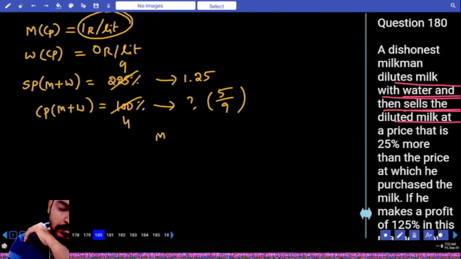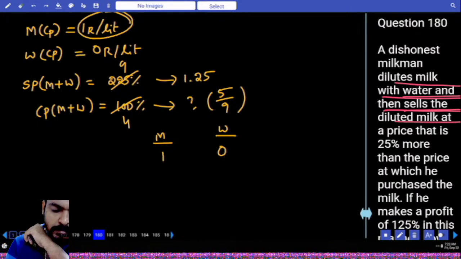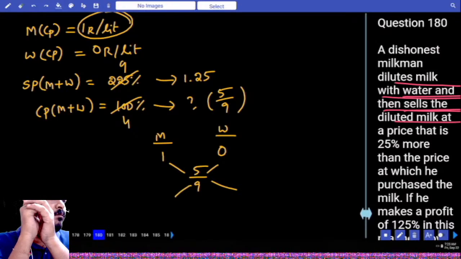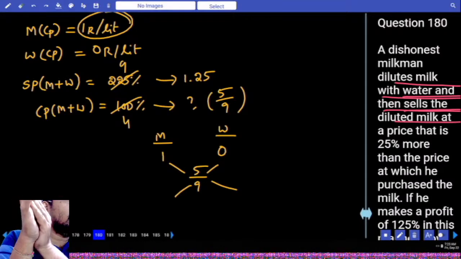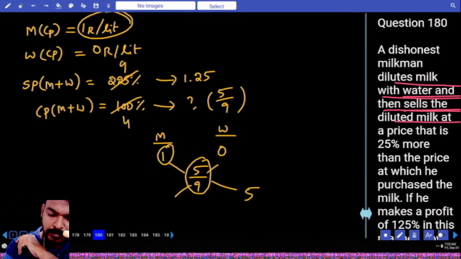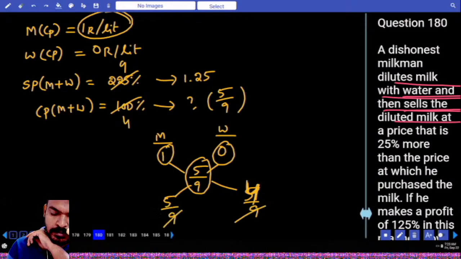What is the milk per liter value? 1 rupee. Water per liter value, 0. These two are mixing, we get the mixture. What is the mixture per liter value? 5 by 9. And one more important point, 1 rupee is the cost price of the milk. 0 is the cost price of the water. 5 by 9 is the cost price of the mixture of milk and water. What is the difference between 1 and 5 by 9? 4 by 9. What is the difference between 5 by 9 and 0? 5 by 9. What is the ratio?